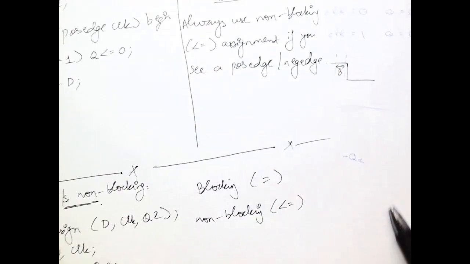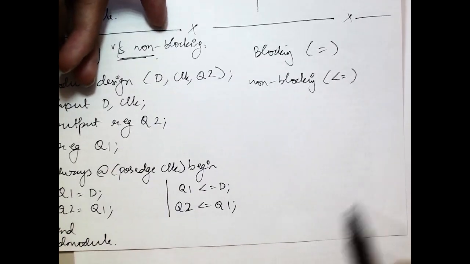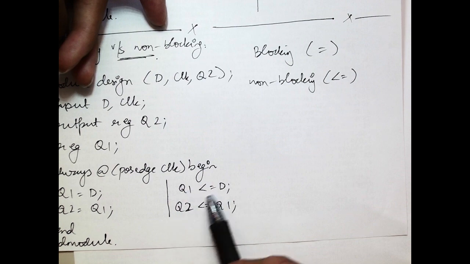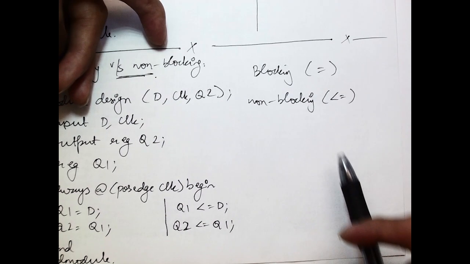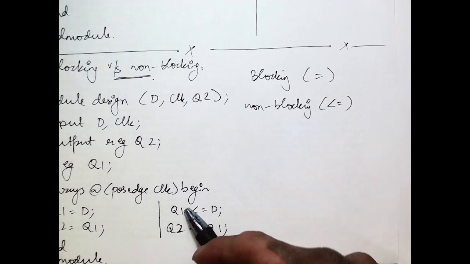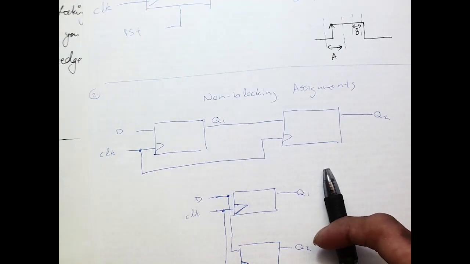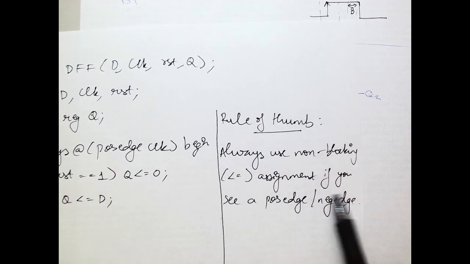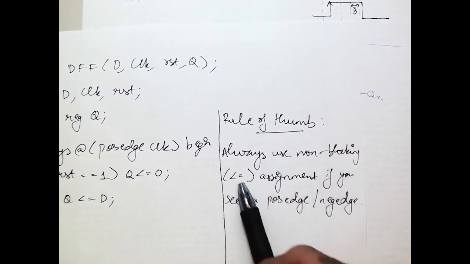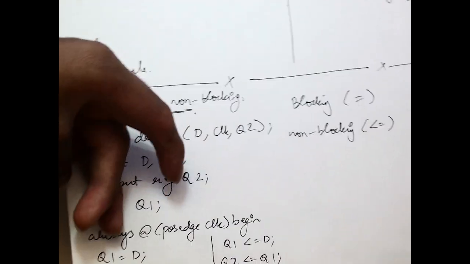So the correct way of implementing this circuit is like this: Q1 non-blocking D, Q2 non-blocking Q1. And again, this is non-blocking, and you do this, and you will end up getting the circuit like this. Again, by this, you want to follow the rule of thumb: you see a positive or negative edge, and then you use a non-blocking statement.